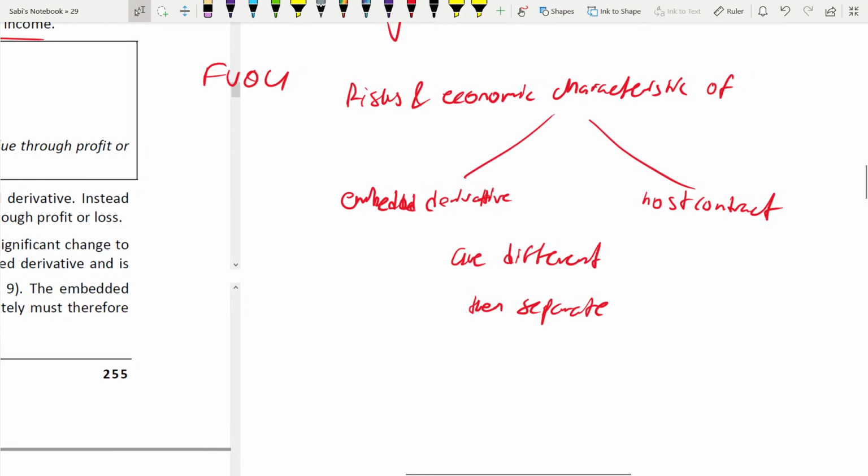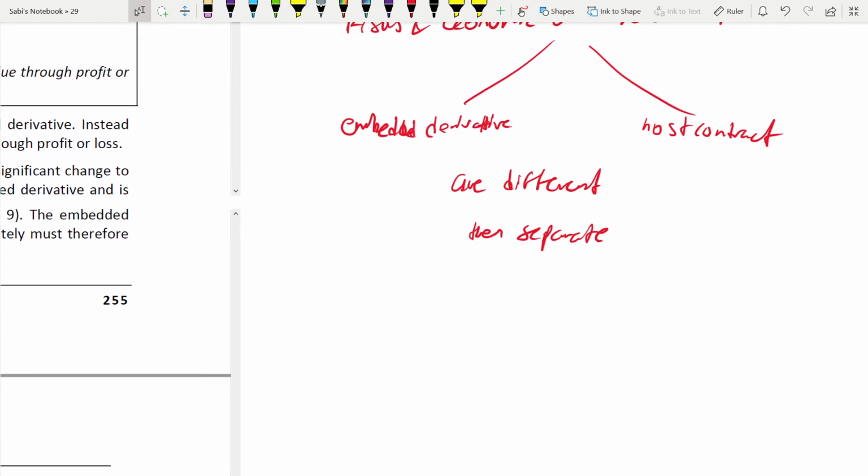After separation, measure at fair value through profit and loss. Fair value through profit and loss. After that comes the modification of contracts.